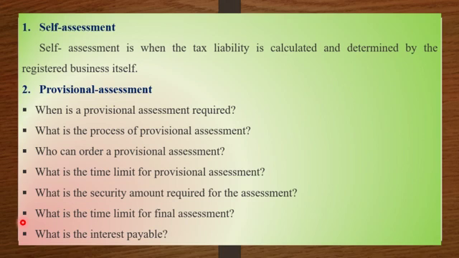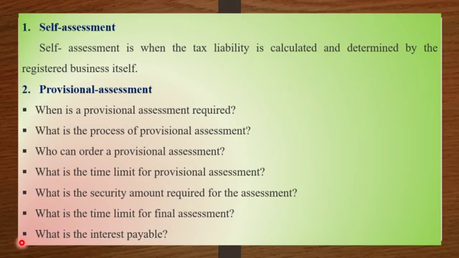And the last situation is, what is the interest payable? See, if the final tax amount is more than the provisional assessment amount, the assessee would have to pay an interest on the excess amount under the provisions of section 60 subsection 4. The interest rate would be 18% per annum and the interest would be payable from the first day after the payment due date till the day the tax has actually been paid.